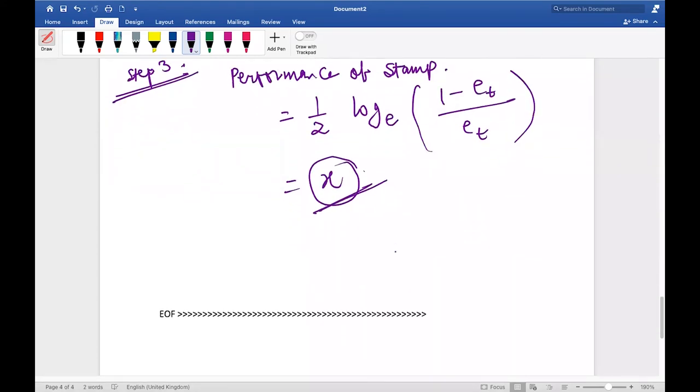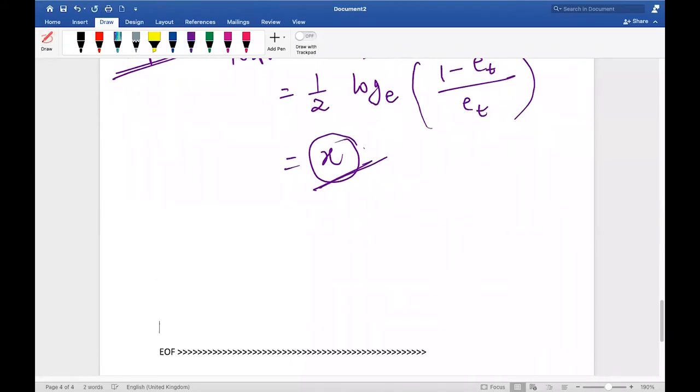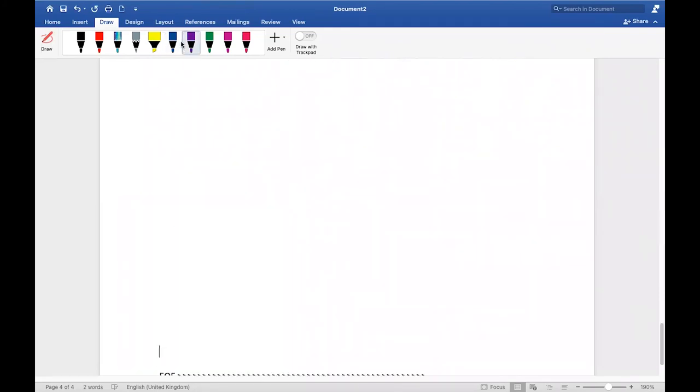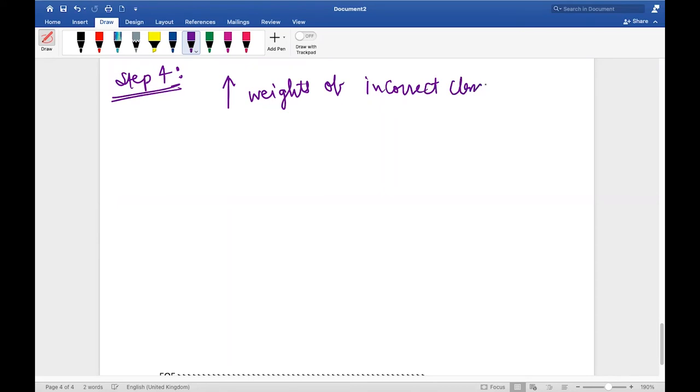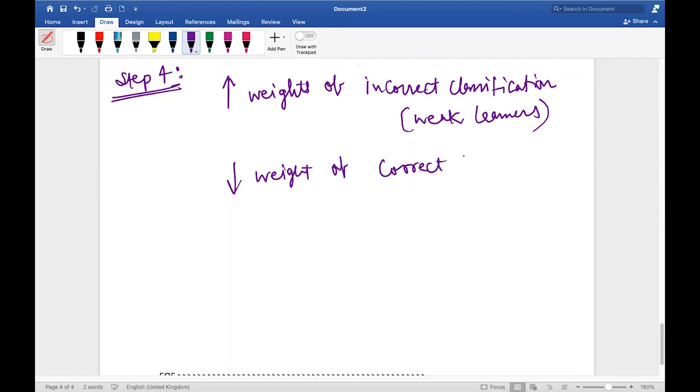Step 4 is the most important step. There we will use our concept. What is step 4? From where we started, my whole purpose is to increase the weight of the weak learner and decrease the weight of the strong learner. Can I say: increase the weights of incorrect classification, and decrease the weight of correct classification, the correctly classified records basically? Yes or no? These are nothing but strong learners.